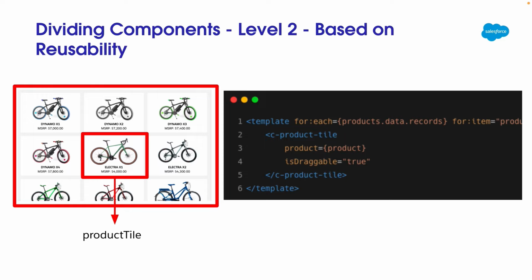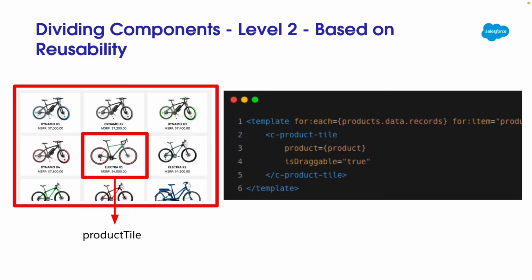Now you can add attributes, for example is-draggable equals true, as a property, so that this becomes reusable and can be used anywhere we also need the draggable functionality.